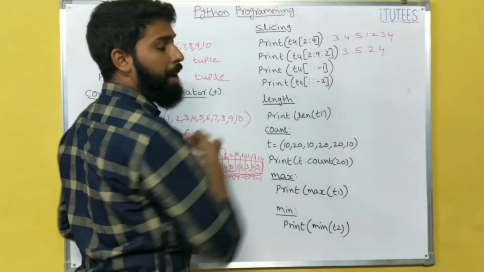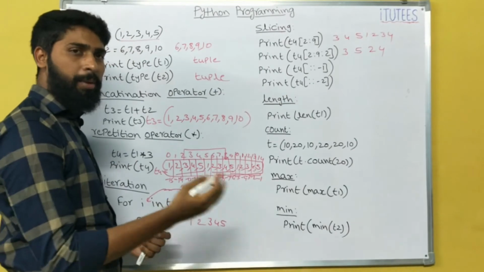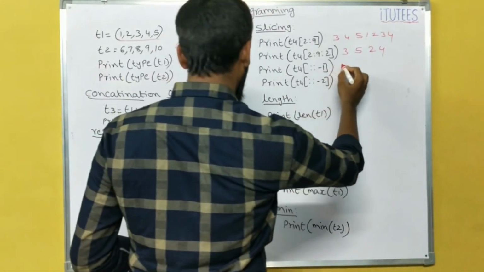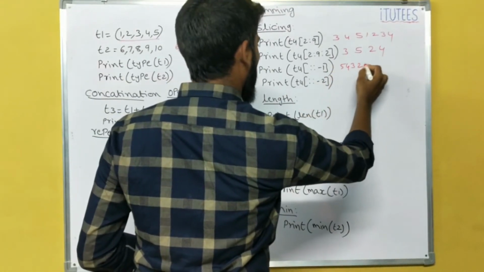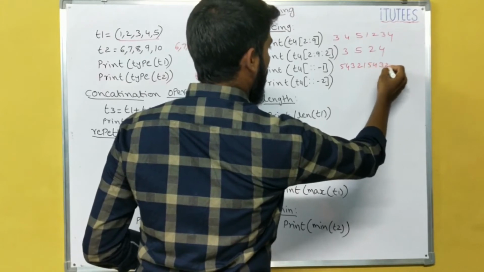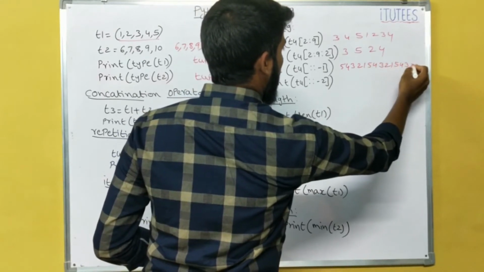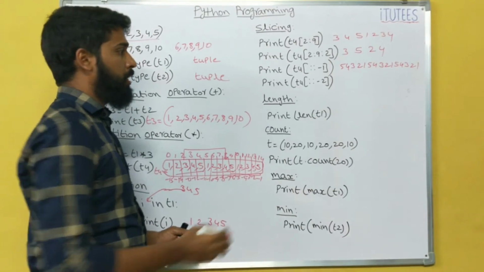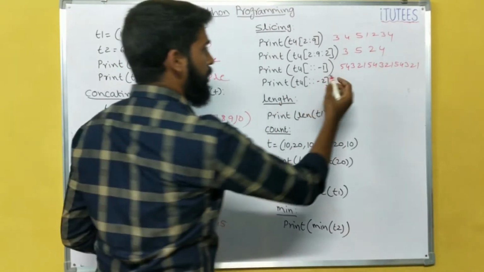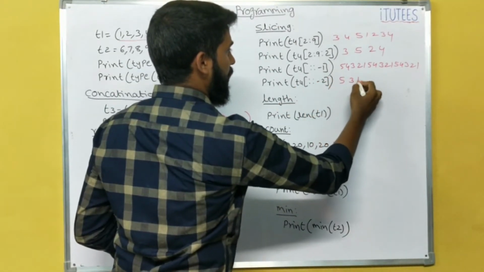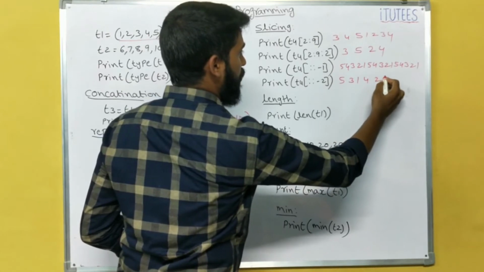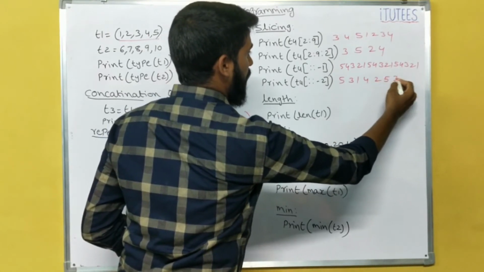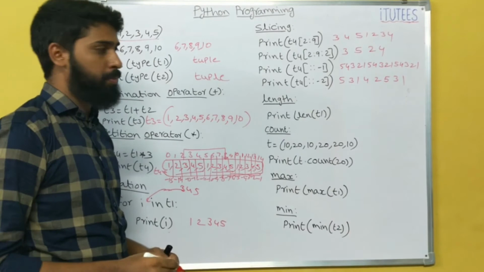And this is the backward direction. So minus 1 indicates backward direction. So that means it prints 5, 4, 3, 2, 1, 5, 4, 3, 2, 1, 5, 4, 3, 2, 1. If the step is minus 2, then 5, 3, 1, 4, 2, 5, 3, 1. So this is the output.